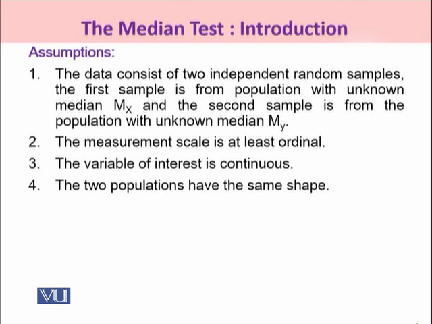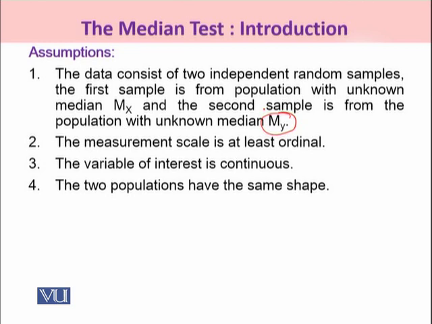Then we are assuming that for the first sample that we have drawn from the first population, the population median is unknown and we denote it by mx. Whereas the second sample is from the second population, and it has the unknown population median that may be denoted by my.